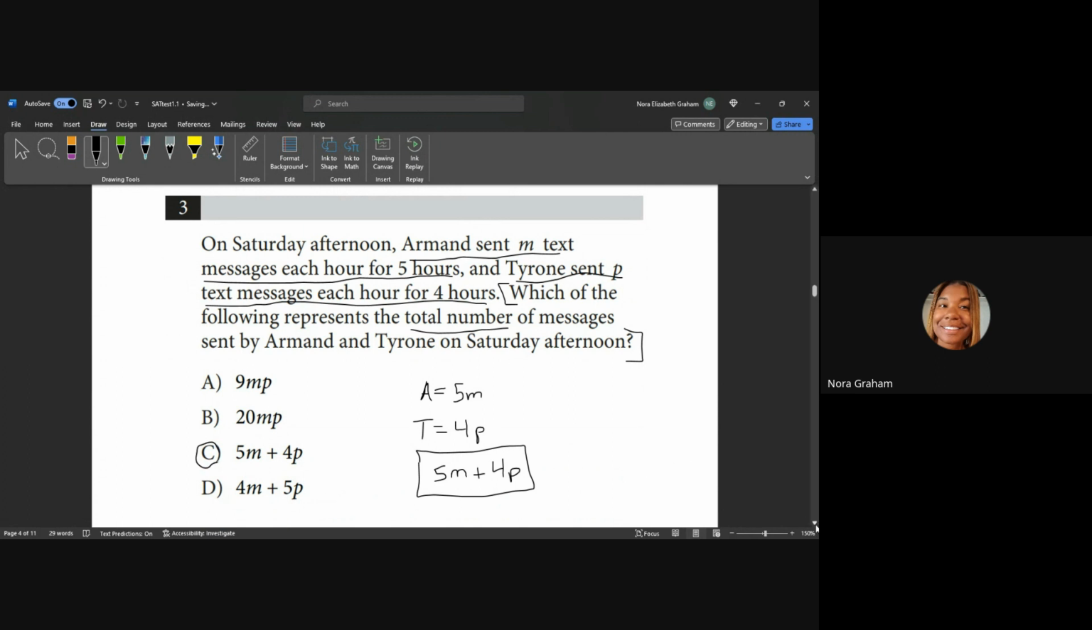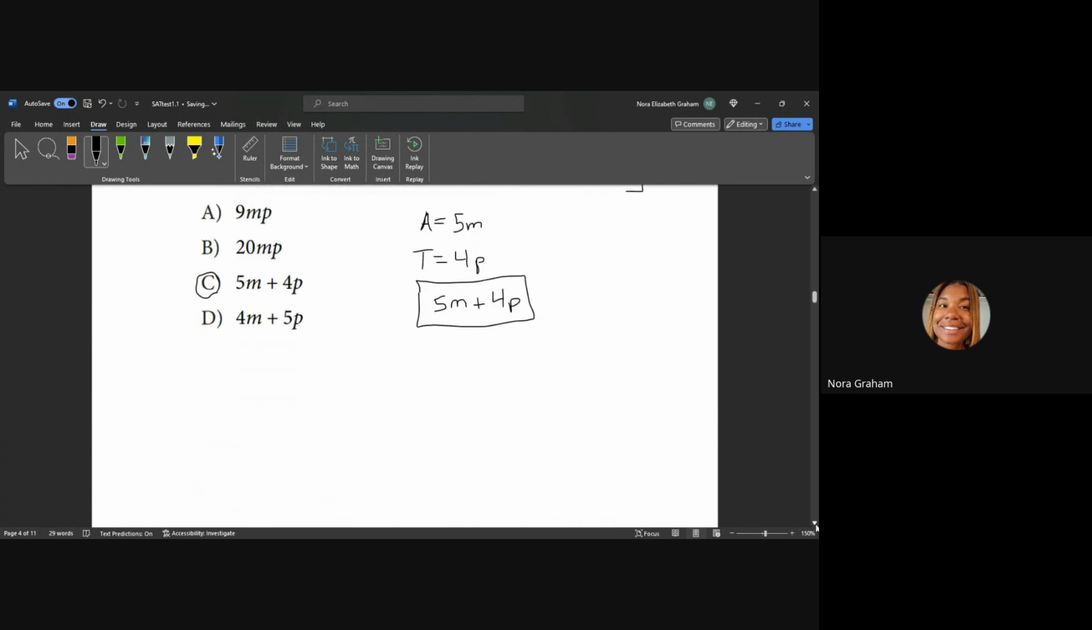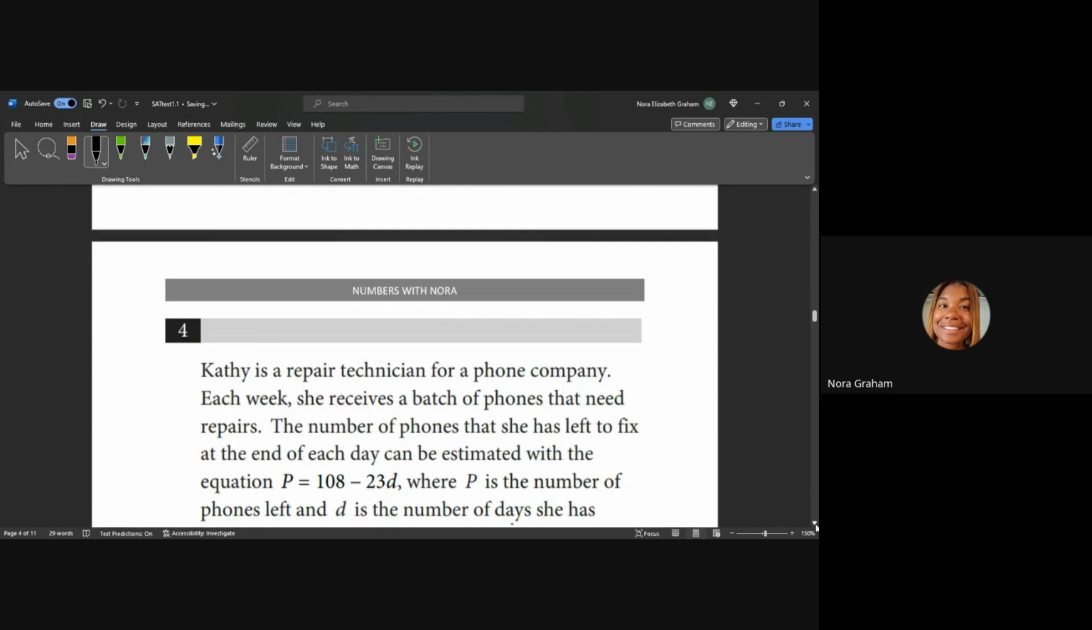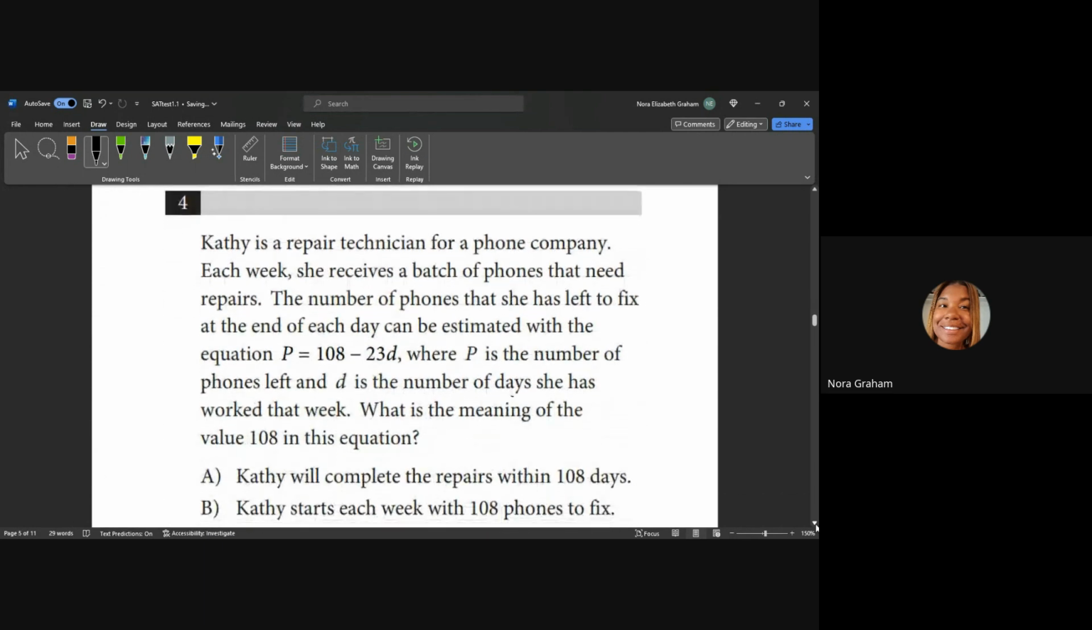Okay, let's move on to 4. Another word problem, and again, we're going to annotate. Kathy is a repair technician for a phone company. Each week, she receives a batch of phones that need repair. The number of phones that she has left to fix at the end of the day can be estimated with the equation P equals 108 minus 23D, where P is the number of phones and D is the number of days she has worked that week.